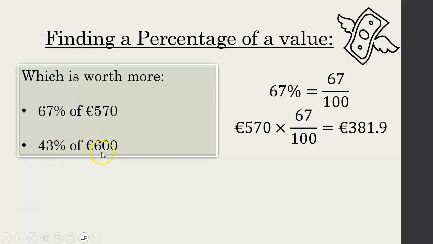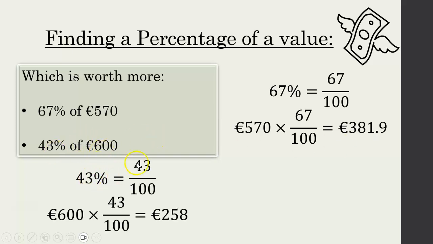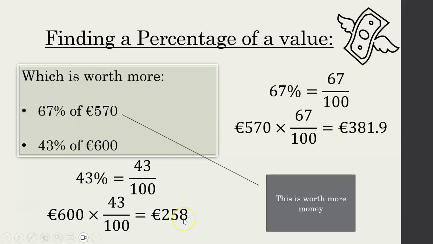Then we're going to do the same for the 600. So 43%, that's 43 over 100. 600 multiplied by 43 over 100. You do that into your calculator, or you can do it in your head. That's €258. So that means 67% of 570, that's going to be worth more. So just be careful. See the way 570 is less than 600. That doesn't necessarily mean that this is smaller. You have to be careful. Sometimes your intuition might be wrong.